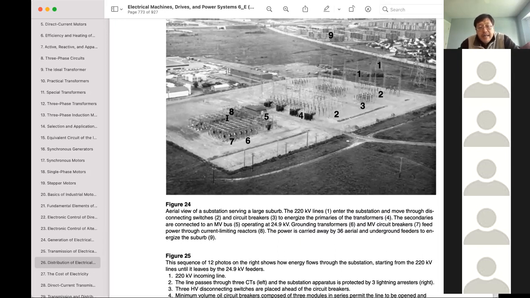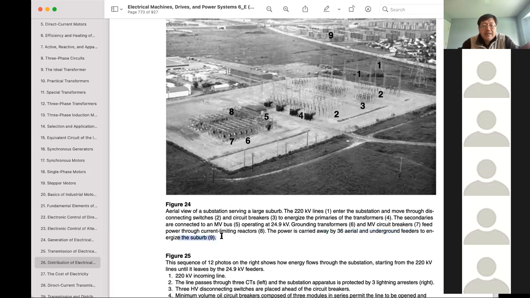6 and 7, number 8 will be the 36. Some of them are aerial, some of them are underground. For example, in Shenzhou, we still have a lot of aerial medium voltage power lines in the old part of Shenzhou. The newer development mostly has underground because it's much safer and more reliable underground.